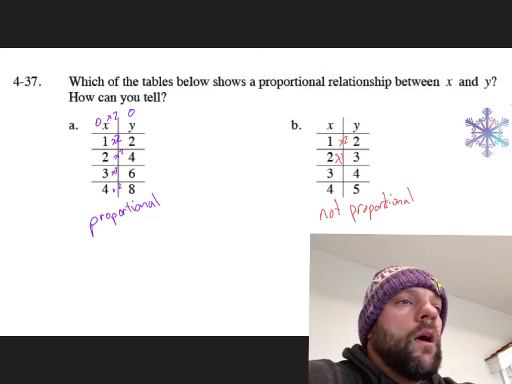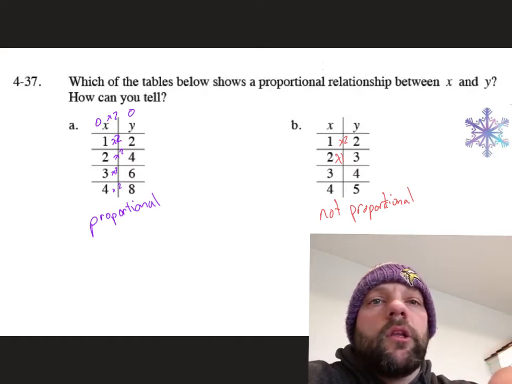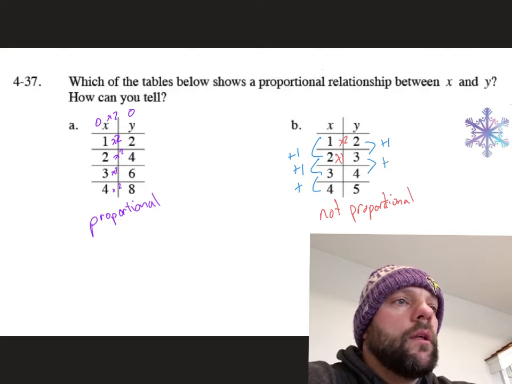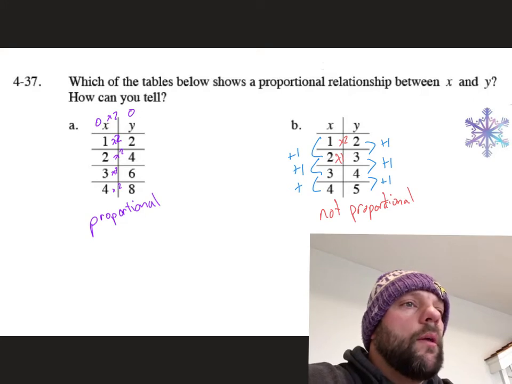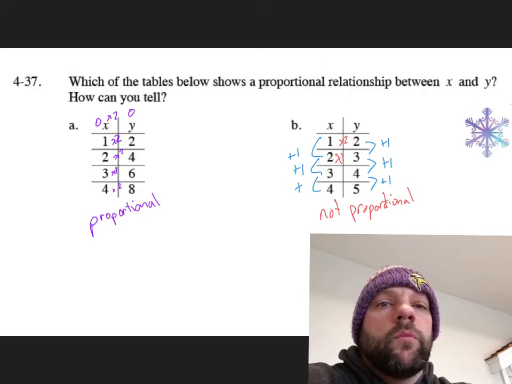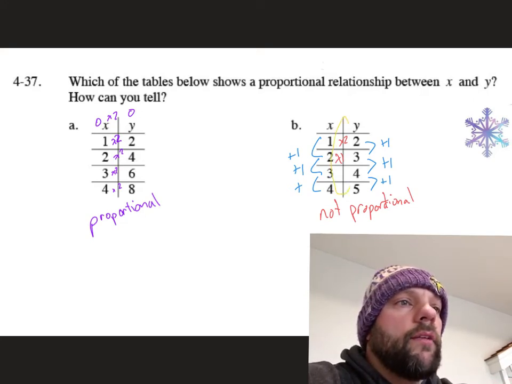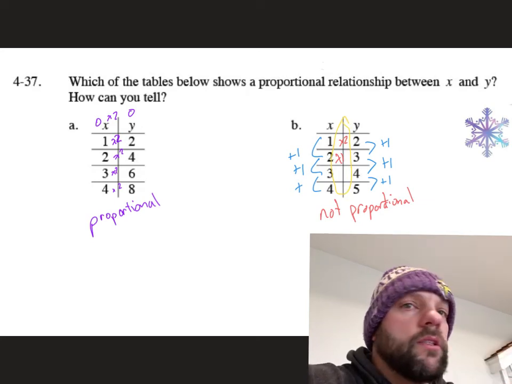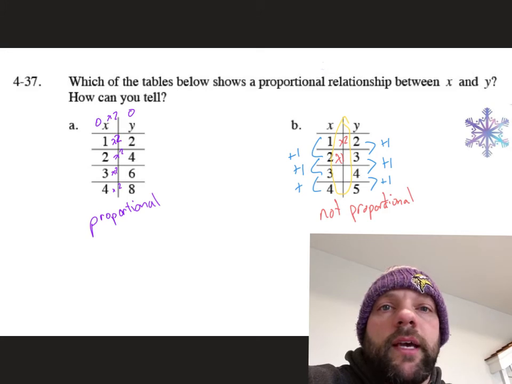Okay? One thing you may look at is here to here to here. These are all adding 1, right? So you're like, well, this is adding 1, this is adding 1, and this is adding 1, so it has to be proportional. But realistically, when we're looking for proportional, we're looking at the middle right here, and that middle is what we're multiplying by in order to get that.